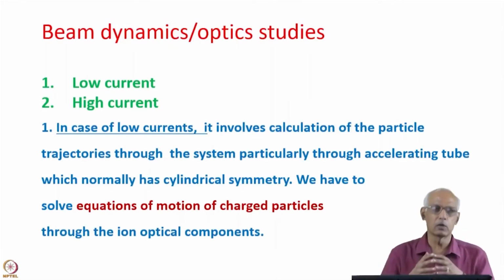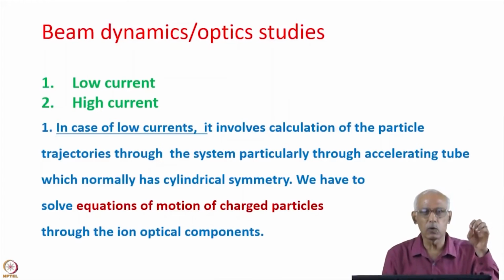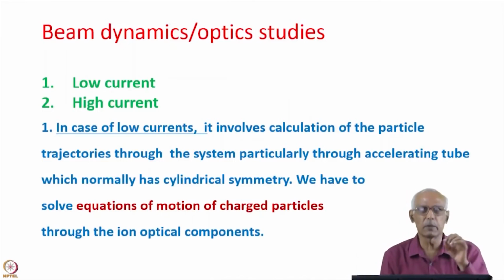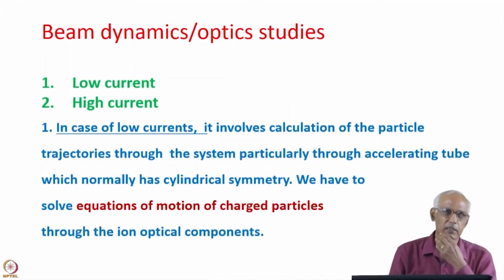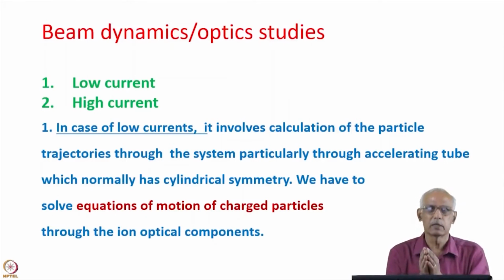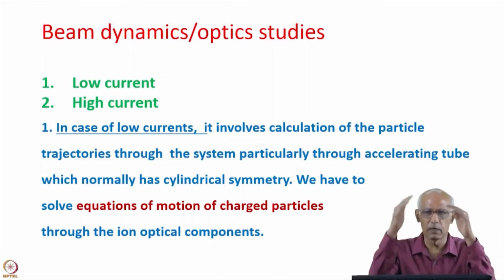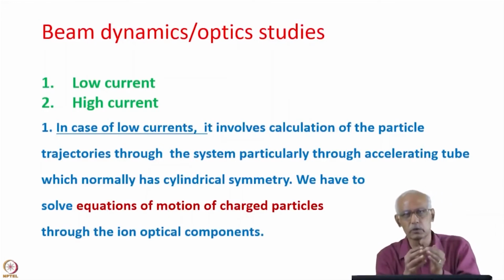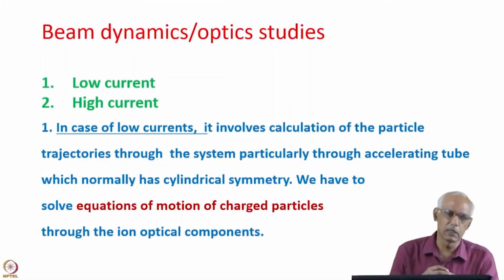For example, if you take a low current, you are required to track the particles, even a single particle, so you have to do a single particle trajectory calculation. While in the case of high current accelerators, that is no longer true. You have to take collective motion into account, and you will see in later slides, as I have explained, that in a high current accelerator the particles move in an envelope, so you have to trace the envelope rather than the single particles.